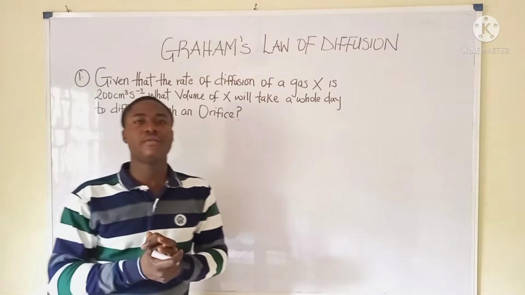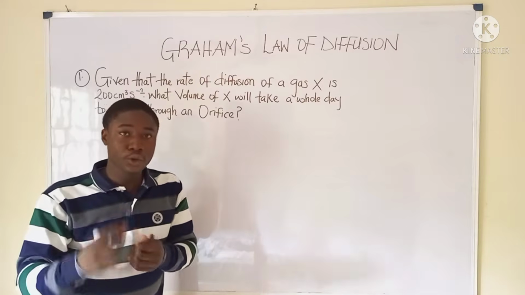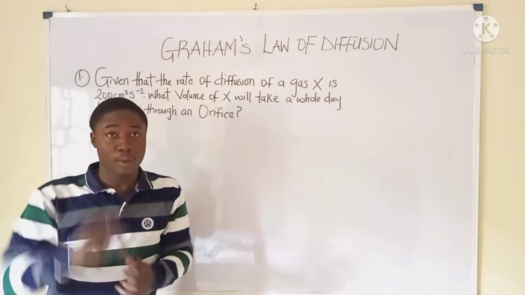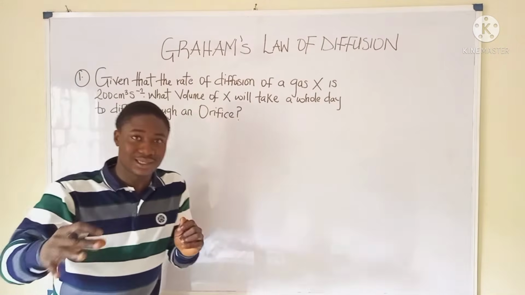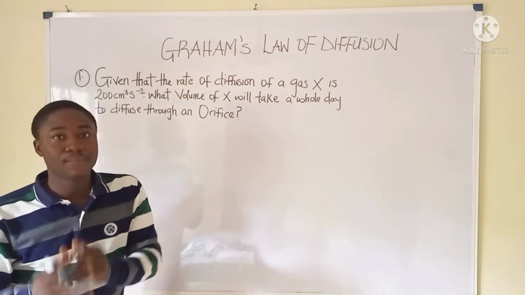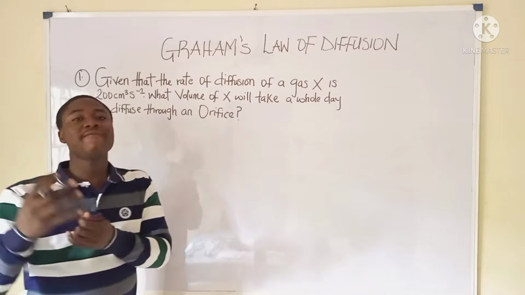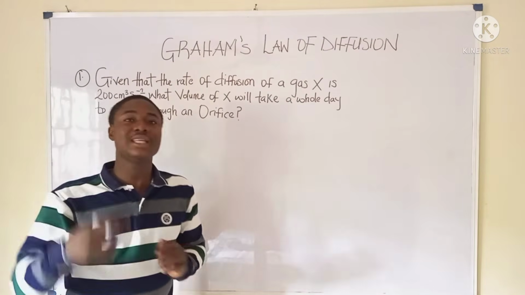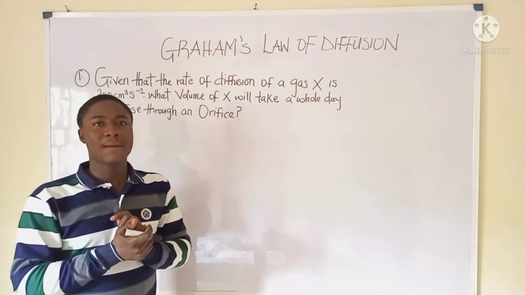Graham's law of diffusion states that the rate of diffusion of a gas is inversely proportional to the square root of its density, or you say the rate of diffusion of a gas is inversely proportional to the square root of its molecular weight, or you simply say molar mass.